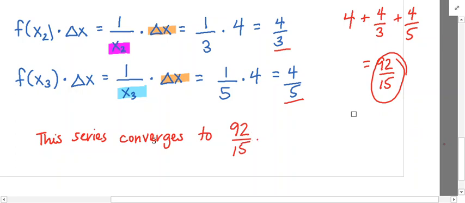From this example, and all 3 series that you looked at, you can see how important it is to be able to read the notation involved with series.